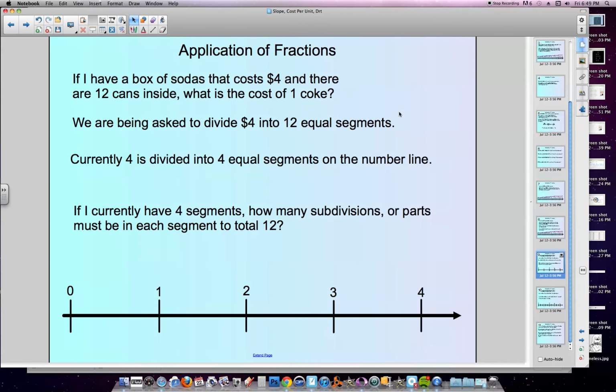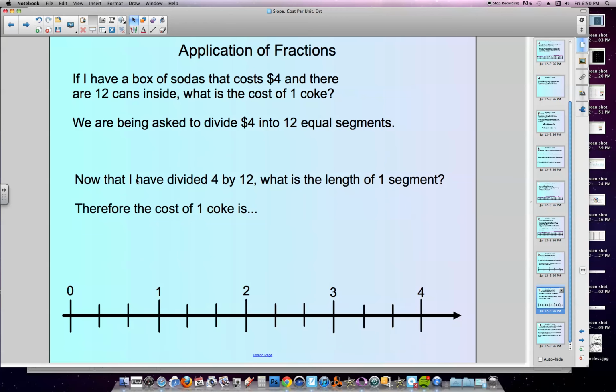And so let's say I have a box of soda that's $4 and there's 12 cans inside. What's the cost of 1 Coke? We're being asked to divide 4 into 12 equal segments. This gets a little bit tricky because 4 is smaller than 12, so it's not quite as easy. So I'm looking for, how else could I break 4 up?